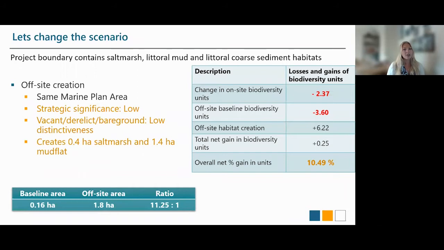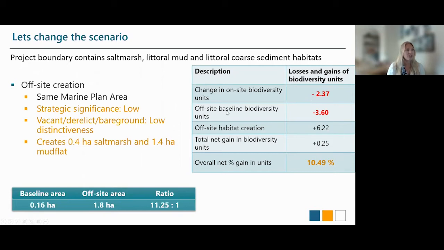I know there's been a lot of numbers, but I just want you to bear with me because I want to change the scenario. We're going to use the exact same example, but we're going to tweak it a little bit. So we're still going to have our new jetty on the Thames. We're going to have the exact same habitats: our salt marsh, littoral mud, and our coarse sediment. So we've still got our same baseline units, the 2.37 that we have.